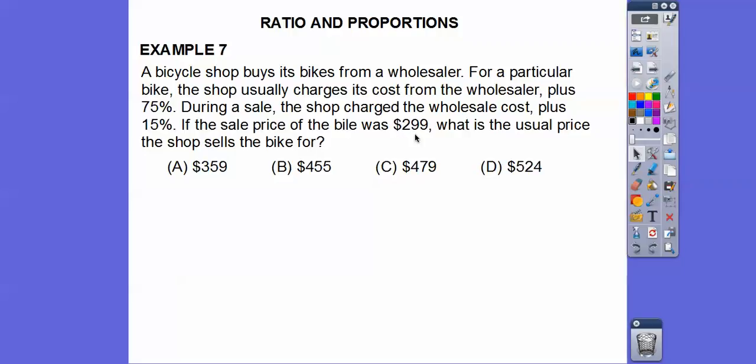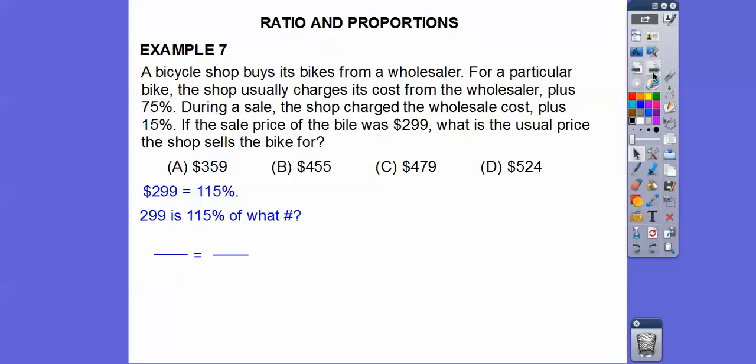So we got to find how much the wholesaler costs, and then we got to add 75% to that. Okay, so that 15% is 100% plus 15%. It's 100% of the wholesale cost plus an additional 15%. So that's where it's 115%. The 100% plus the 15% markup. Okay, so another way to write that is that 299 is 115% of what number, and that what number is going to be our wholesale cost.